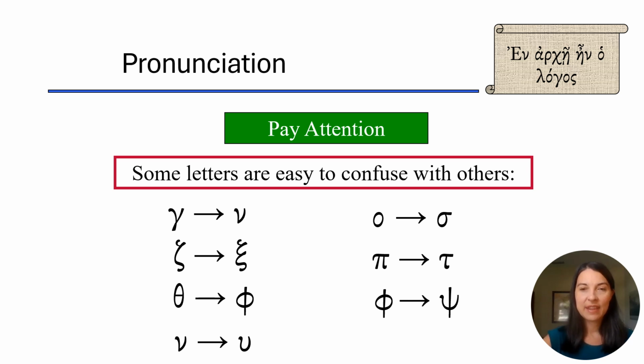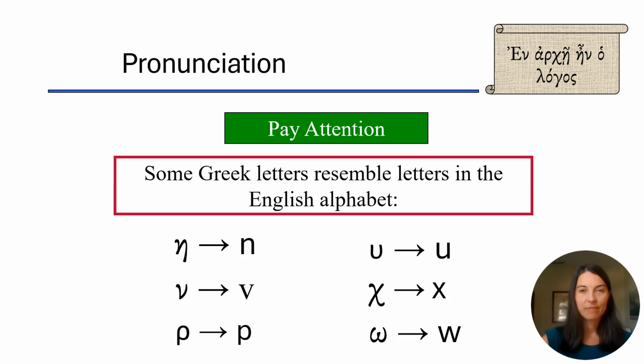Then there is the omicron, and it looks very similar to the sigma, but that sigma does have a little dash at the end. Then the pi has the two lines, where a tau only has one. And lastly, the lowercase phi can also look like the psi. So just kind of take a look at all of those and start to differentiate them.